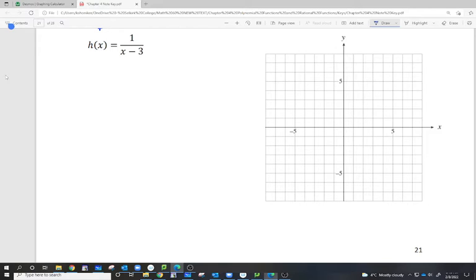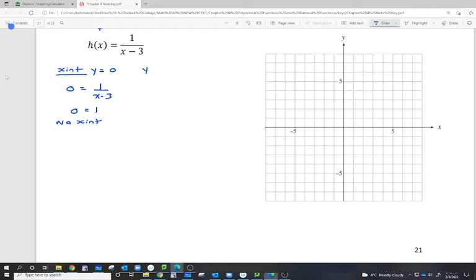So either you stayed with me because you're not feeling confident yet, or you're coming in to check if you're right. But the first thing we're going to do is find the x-intercept. So we're going to let y equal 0. So 0 equals 1 over x minus 3. I'm going to multiply both sides by x minus 3. I get 0 equals 1, which means there is no x-intercept.